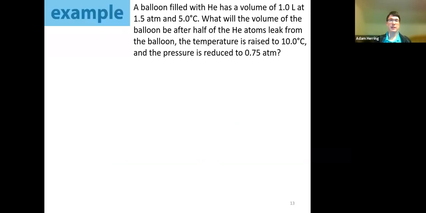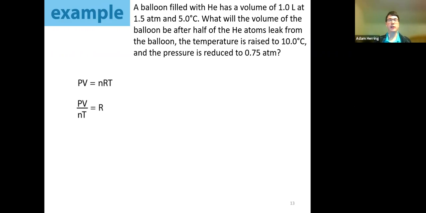So let's say that we have a balloon filled with helium, where the volume is 1 liter, pressure is 1.5 atmospheres, and the temperature is 5 degrees Celsius. What will be the volume of the balloon after half of the atoms of helium leak out? The temperature is raised to 10 degrees Celsius, and the pressure is reduced to 3/4 of an atmosphere. Okay, how do we do this? Well, we know that there's a relationship that involves pressure, volume, moles, and temperature for ideal gases.